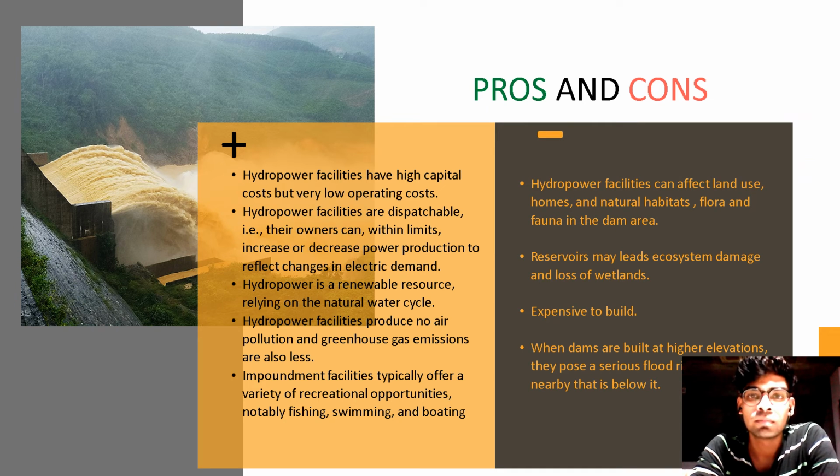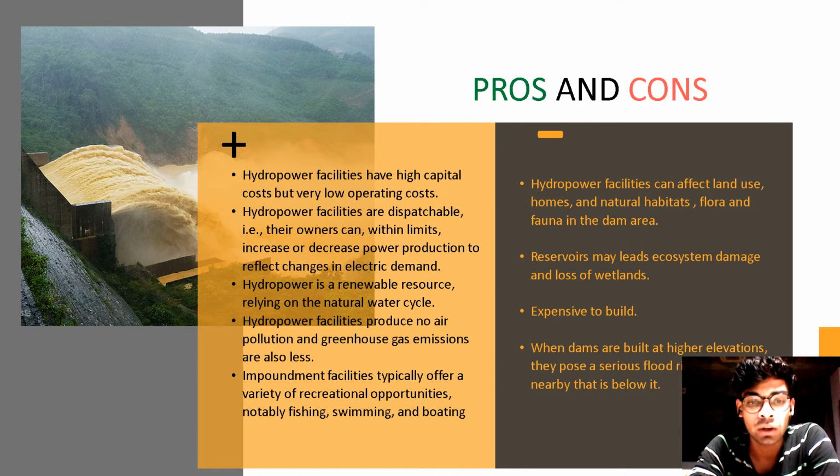Now let us see the advantages and disadvantages of hydropower facilities. Hydropower facilities have a high capital cost but very low operating cost. Hydropower facilities are dispatchable, that is, their owners can, within limits, increase or decrease power production to reflect changes in electrical demand. Hydropower is a renewable resource relying on the natural water cycle. Hydropower facilities produce no air pollution and greenhouse gas emissions are also less.